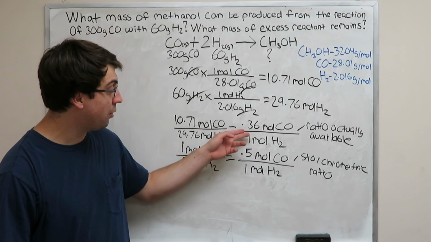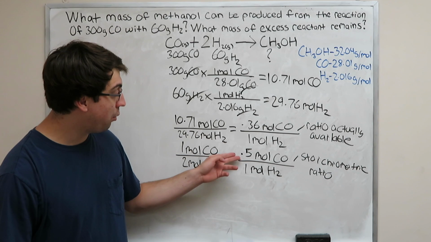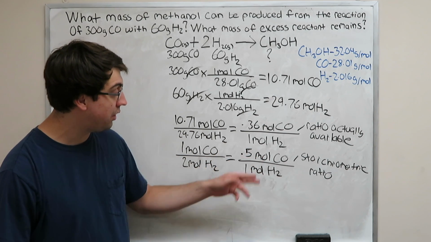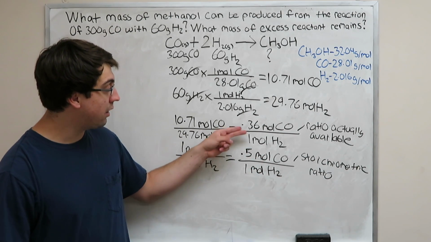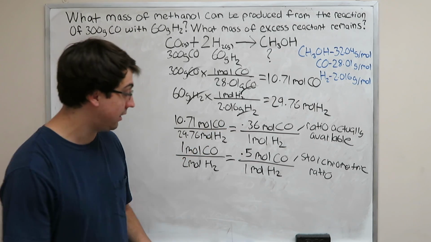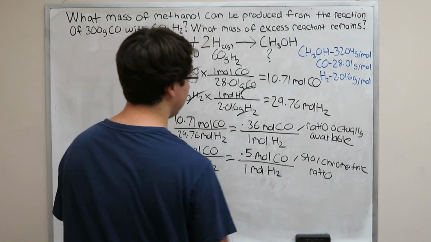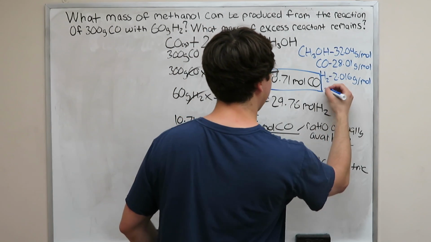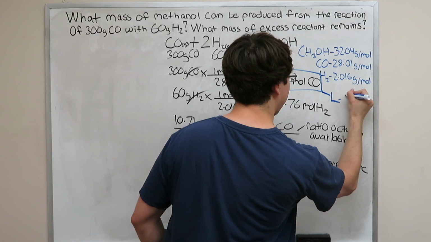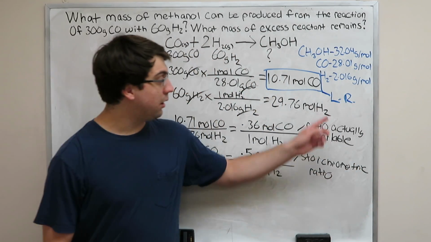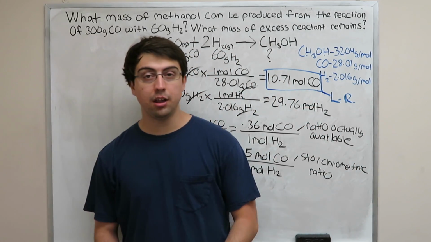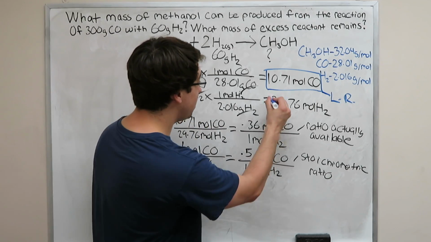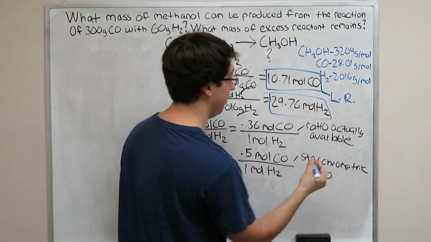So what we actually have available, the 0.36, is less than 0.5. That's the 0.5 moles of CO that's required by the equation. So that would make carbon monoxide the limiting reactant. I abbreviated limiting reactant as just LR, but that would also mean that the hydrogen is in excess.